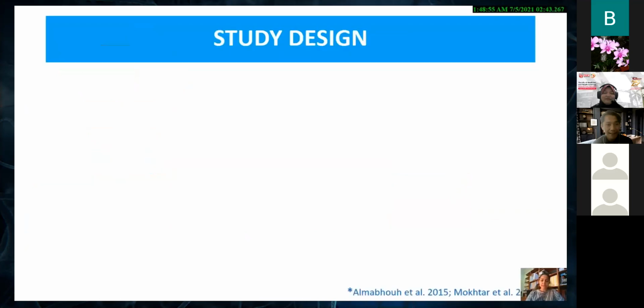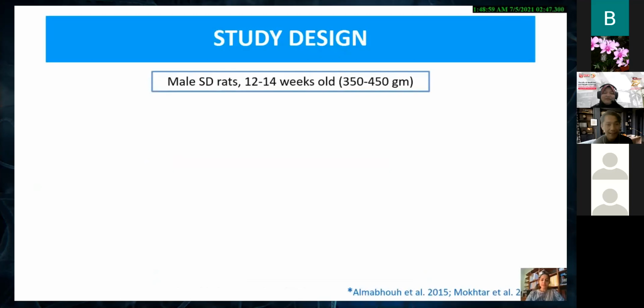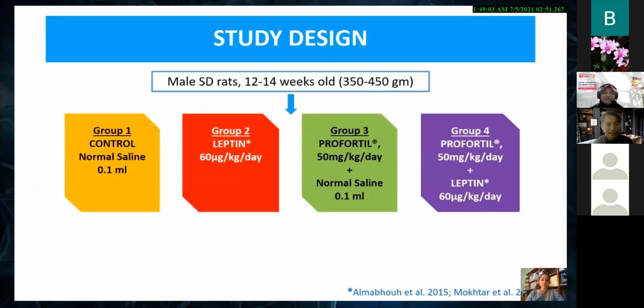To investigate this, our study design was as follows. Adult male Sprague-Dawley rats were divided into 4 groups. The first group was treated with normal saline. Group 2 was treated with leptin at 60 microgram per kg per day. Group 3 was treated with Profotil at 50 mg per kg per day with normal saline. And Group 4 was treated with Profotil and leptin. This dose of Profotil given was based on the clinical dose provided to male patients being treated for infertility.